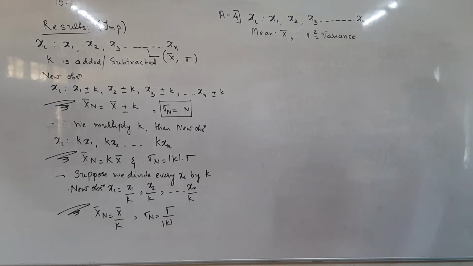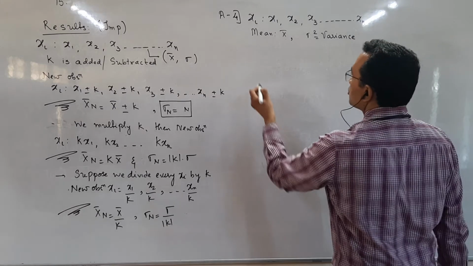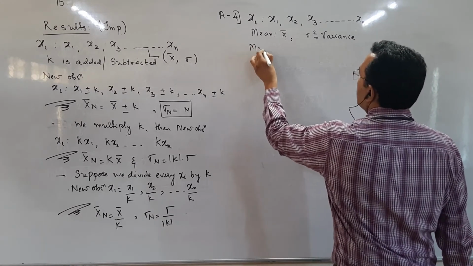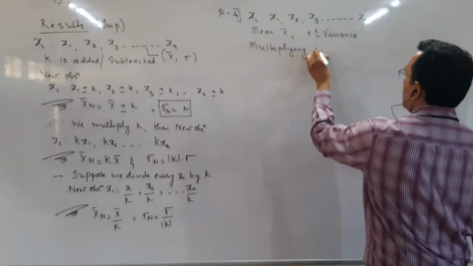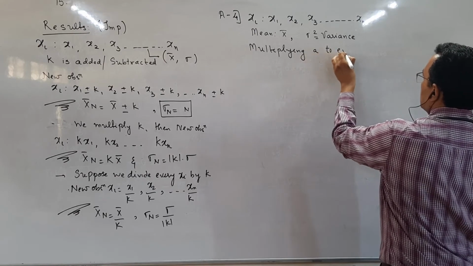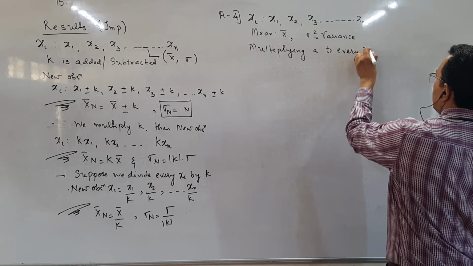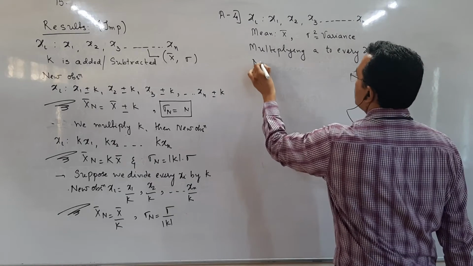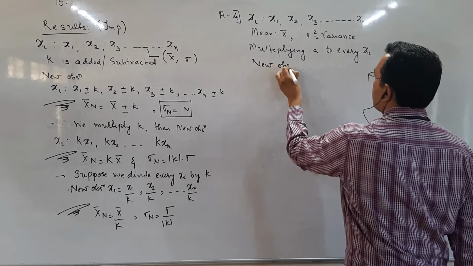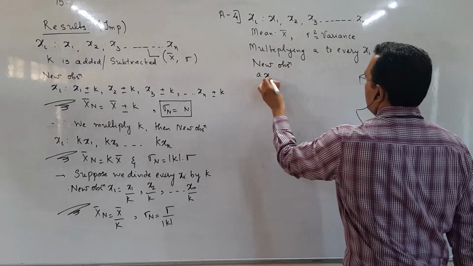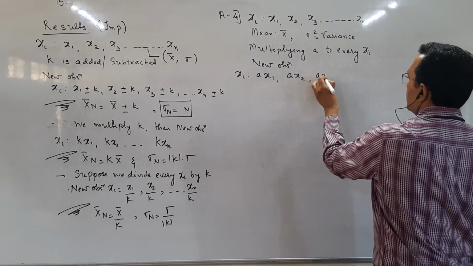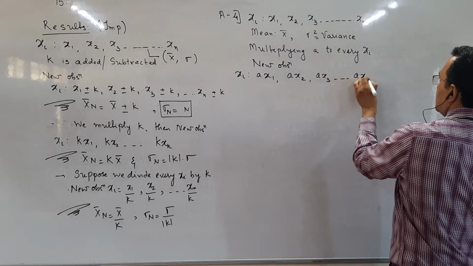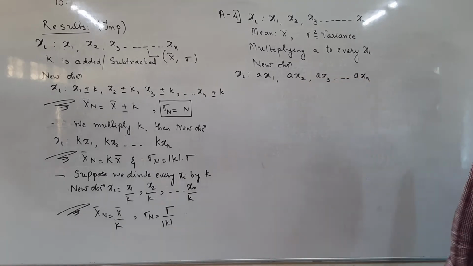Now we multiply a non-zero constant A with every observation xi. The new observations are ax1, ax2, ax3 up to axn.